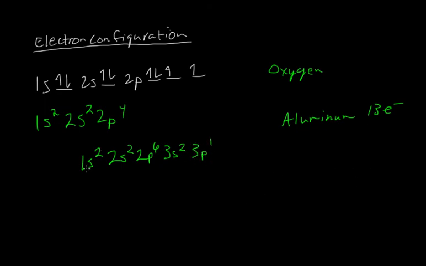3p1. So if we add these up, 2 plus 2 is 4, 4 plus 6 is 10, 10 plus 2 is 12, and 12 plus 1 is 13, which gives me my total number of electrons for aluminum. So this is the electron configuration. Now notice it would be the same information as if we drew out the orbital filling diagram, but instead of drawing the electrons, we just write in the numbers.